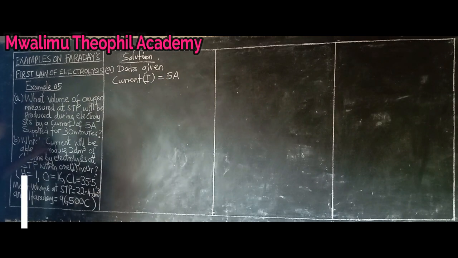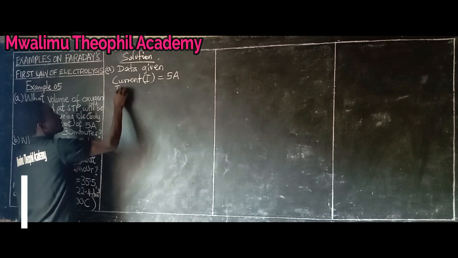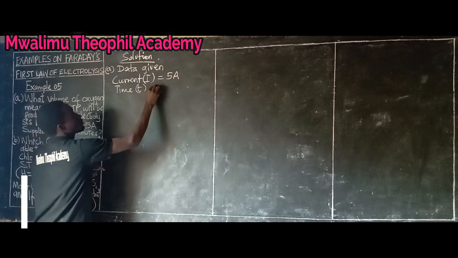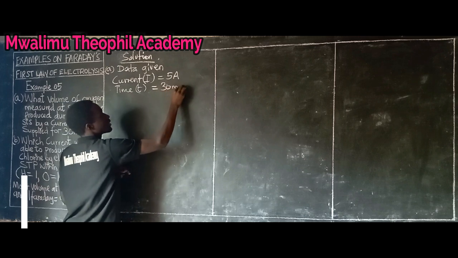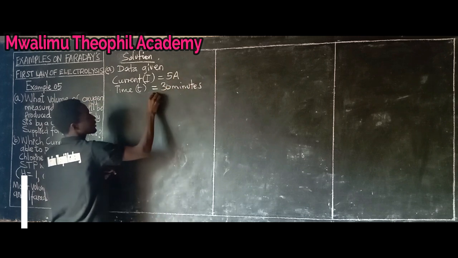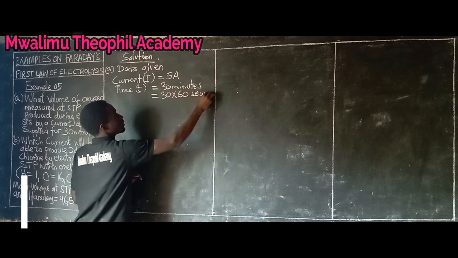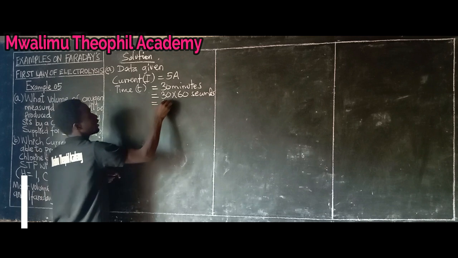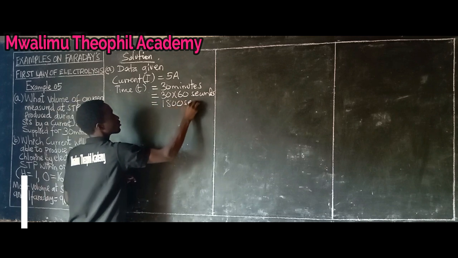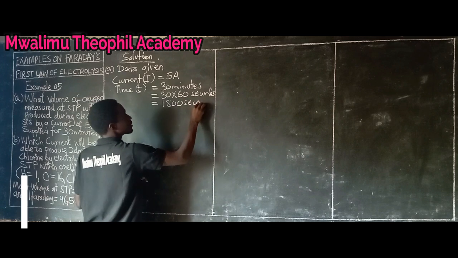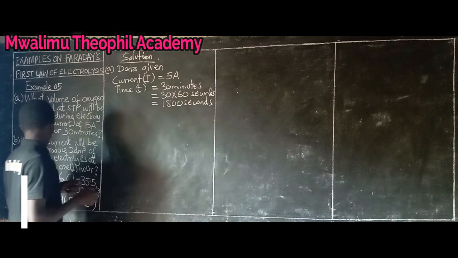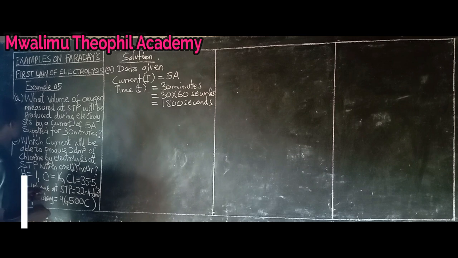Also, we are given the time, T, which is 30 minutes. 30 minutes in seconds will be equal to 30 times 60 seconds, which is 1800 seconds. This is the time we have, but we are asked to use these two data to find the volume of oxygen at STP.